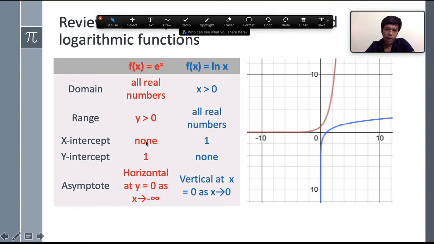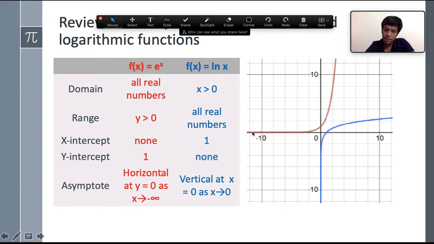See, the y-intercept is none here. In this case, the x-intercept is none here. In this case, that thing has become the y-intercept. In this case, the y-intercept is 1 here, and in the logarithm, this has become the x-intercept. So basically, they swap.